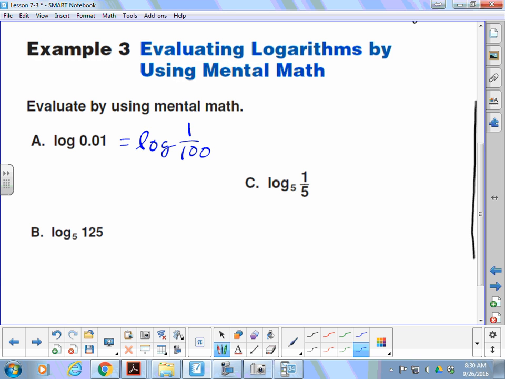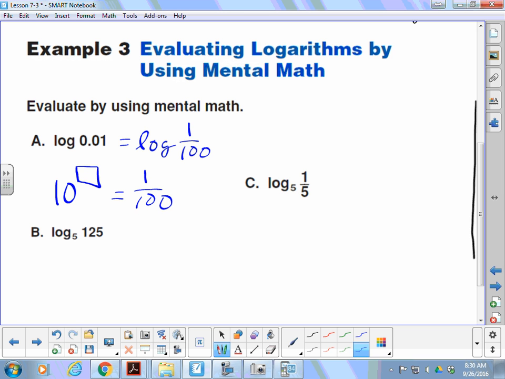So here's what we're asking ourselves then. If there's no number here, it just says the common logarithm, so that means we want to know 10 to what power is equal to 1 over 100. And here's that situation we were just talking about again: if one of them's a fraction, we know the exponent's got to be negative.